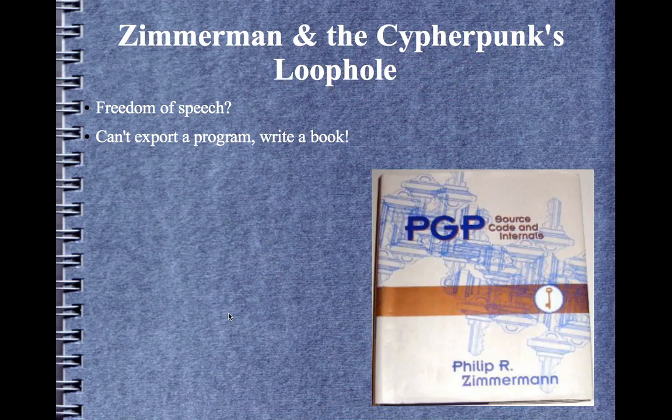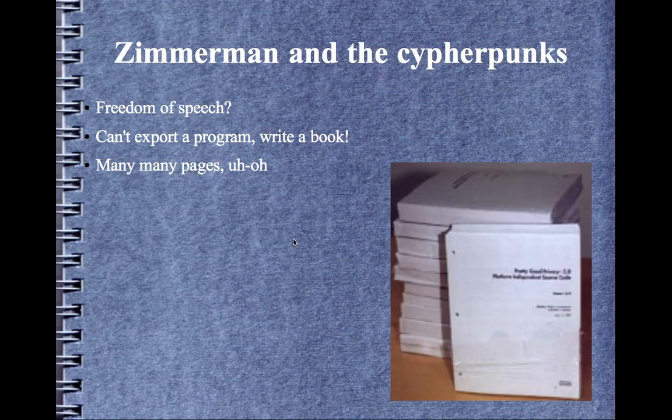Zimmermann and company published a book containing source code that allowed anyone anywhere to type the contents of the book into a computer, compile it, and have a working encryption program. The problem? The book was 907 pages long, and you'd have to type in every letter perfectly. While that's easier than writing the software from scratch, that's still a lot of work. The solution to this problem was brilliant.